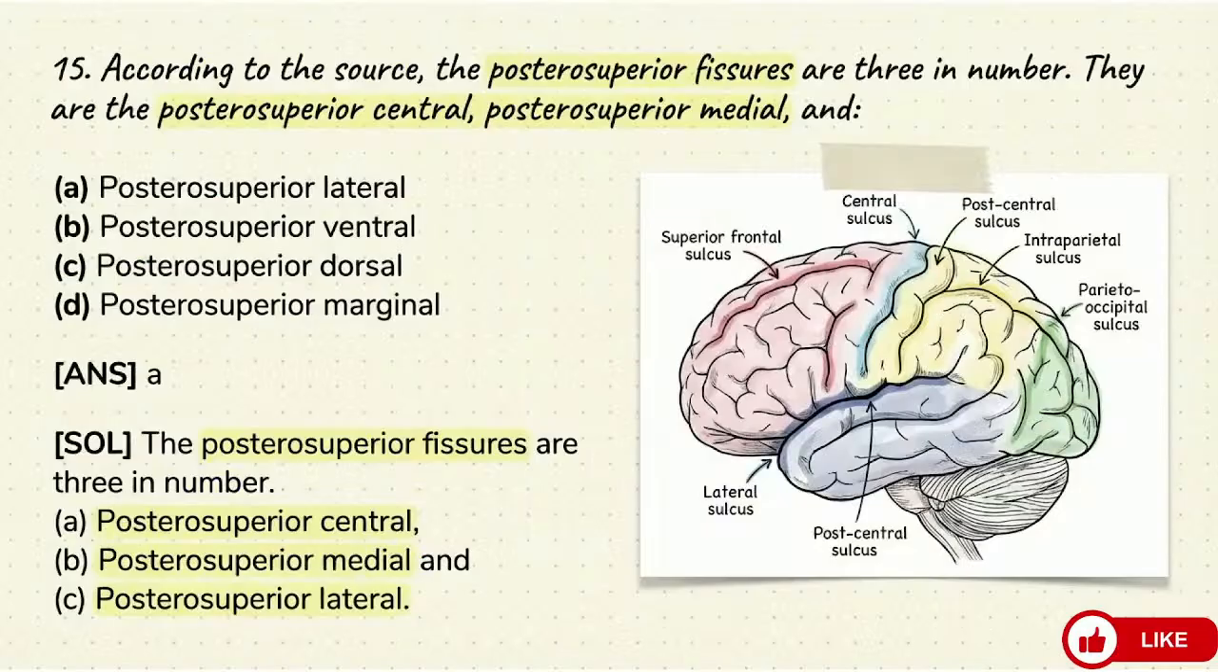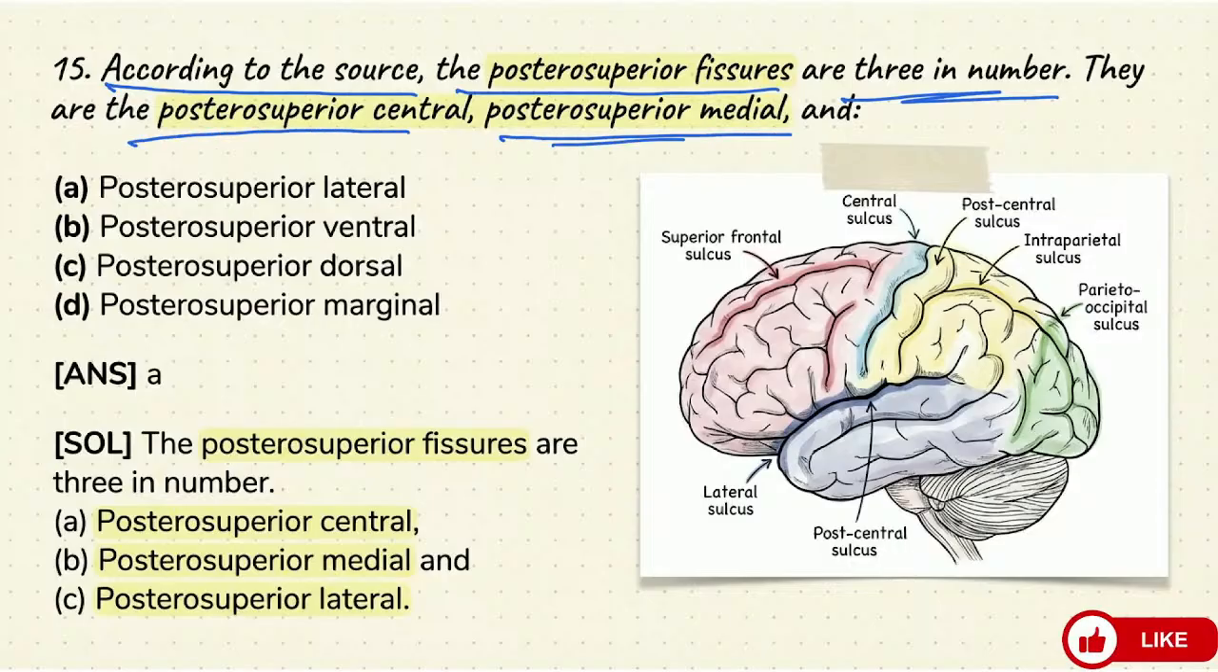According to the source text and the information in various textbooks, the posterior superior fissures are 3 in number: posterior superior central, posterior superior medial, and the third one is posterior superior lateral. These are not the options.